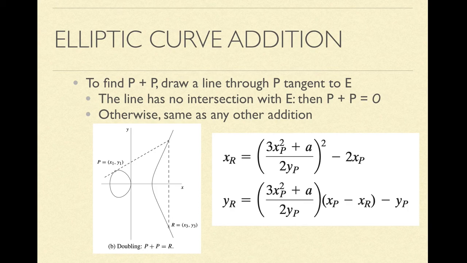We have one last case, where we're adding a point to itself, and it's pretty analogous to the regular addition. We're drawing a line through P that is tangent to our curve. That's what's going on in the bottom left. There are two cases. One is that there's no intersection of that line with our curve E, in which case, as before, P is its own additive inverse, so P plus P is the identity. Otherwise, it's going to be the same as any other addition. For P plus P, you would find that intersection with E, and you'd find the additive inverse. That's the point R at the bottom. And these are the algebraic equations you would get to solve that problem. It's a little more messy.